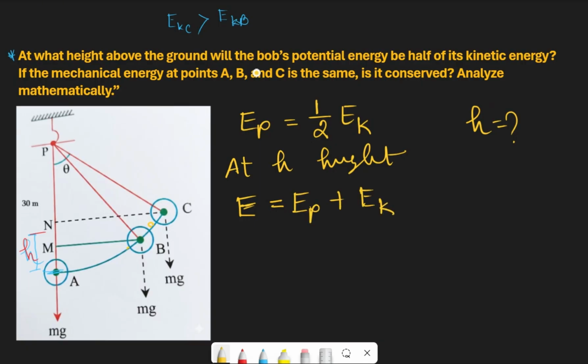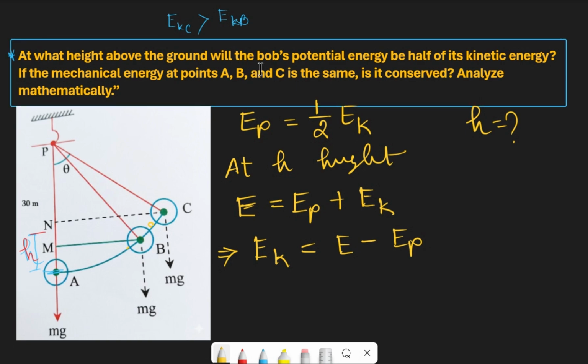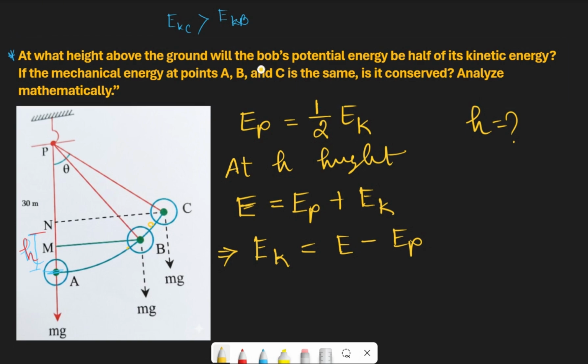So the total energy is equal to the potential energy plus the kinetic energy. Or we could write EK is equal to E minus EP. Now the important task is to find the value of EK and EP as well. Indeed, what we have to calculate is the height from A to M and M to N. This type of height we have to calculate.